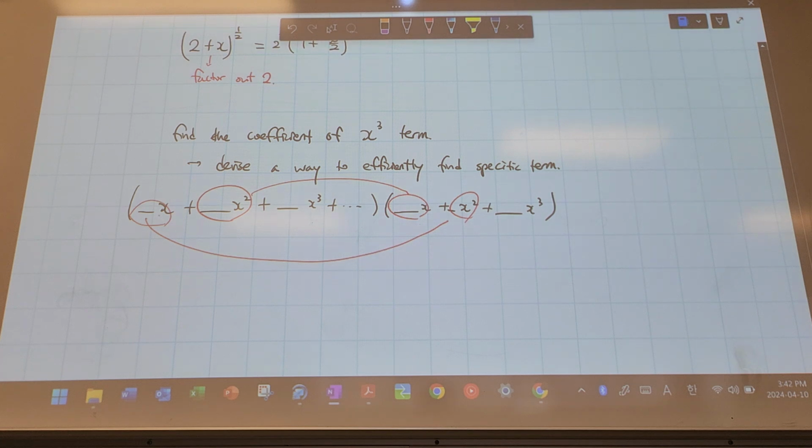Any questions about the binomial theorem? Are these usually paper 2 or paper 1? I think it's mostly paper 1. It's fun. Oh, the thing about factoring out 2, is that just for the extension binomial theorem? Yeah.